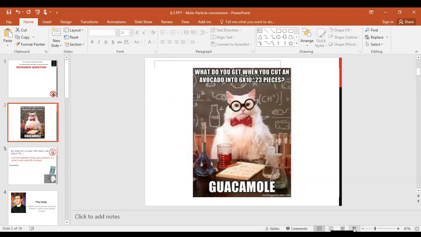Hi guys, these are notes 8.3 for the PowerPoint 8.3, and this is on mole and particle conversions. In the previous two, 8.1 is on molecular mass calculations, 8.2 is on mole and gram conversions, and now mole and particle conversions. All three are going to be for our first quiz.